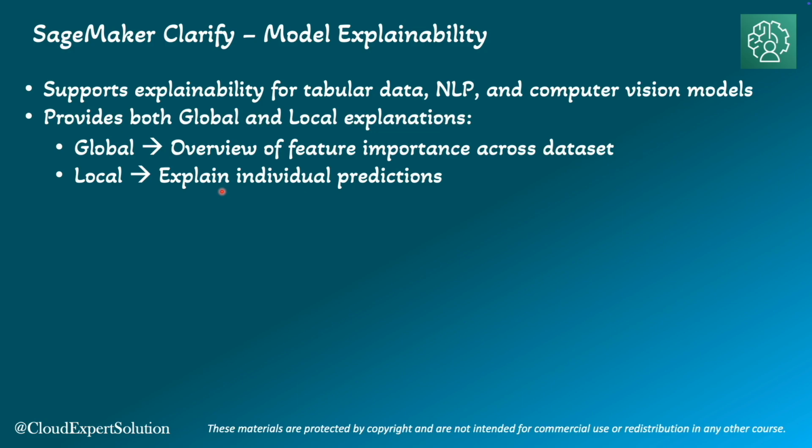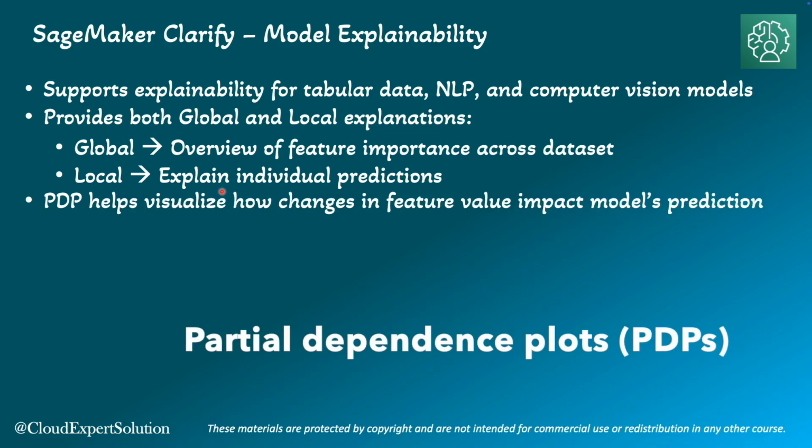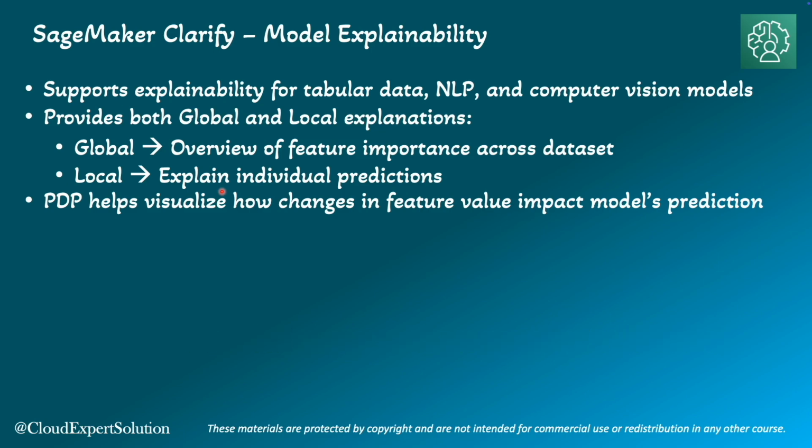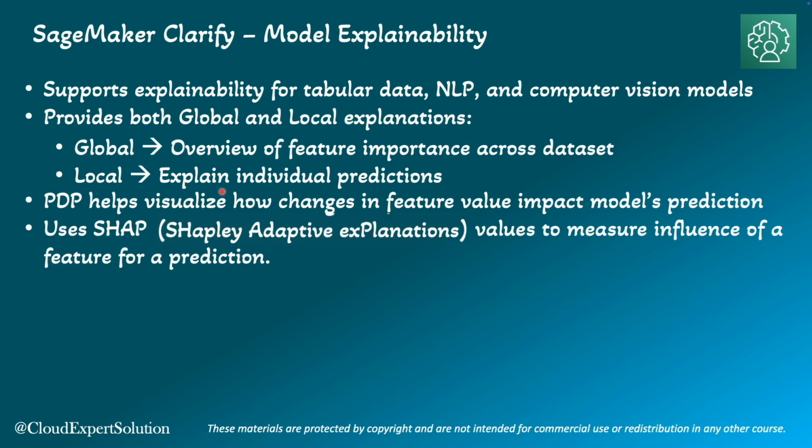explains individual predictions. In SageMaker Clarify, PDPs show the marginal effect of a feature on a predicted outcome, and they help you visualize how changes in a feature value impact the model's prediction. SageMaker Clarify uses SHAP, or Shapley additive explanation, to assign an importance score to each feature for a particular prediction. This helps you understand which features had the most influence on the model's decision.